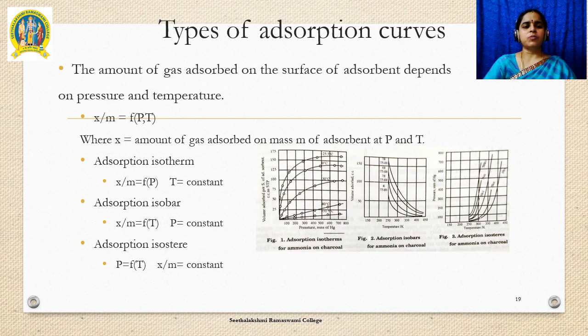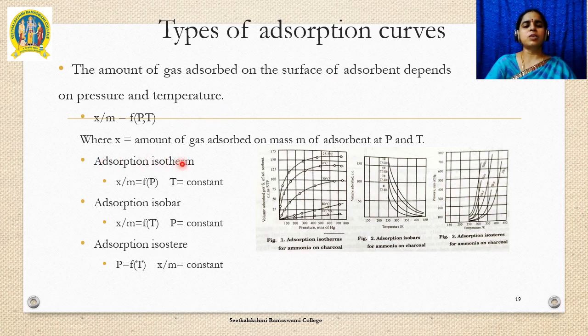Types of adsorption curves. The amount of gas adsorbed on the surface of the adsorbent depends on the pressure and temperature of the system. This can be mathematically represented by the equation x by m is a function of pressure and temperature, where x is the amount of gas adsorbed on m mass of the adsorbent at that particular temperature and pressure. There are three types of adsorption curves noted. They are adsorption isotherm, adsorption isobars, and adsorption isosteres.